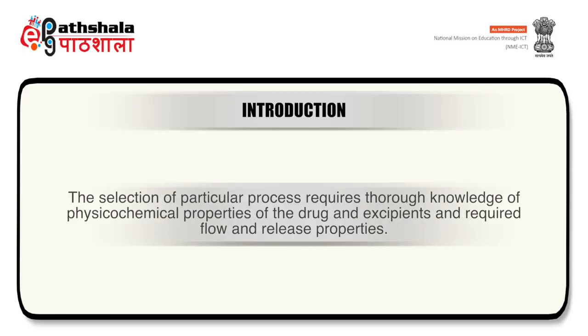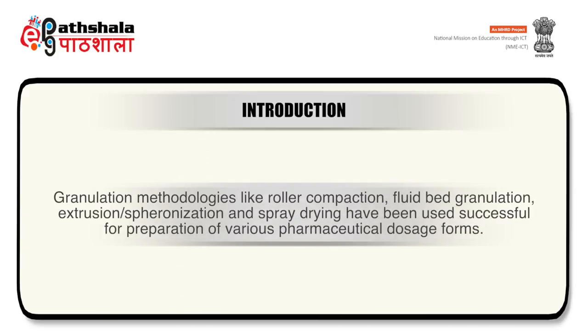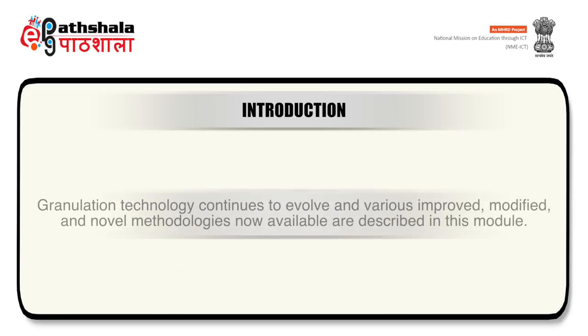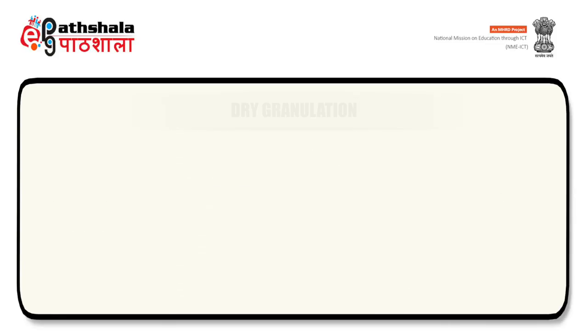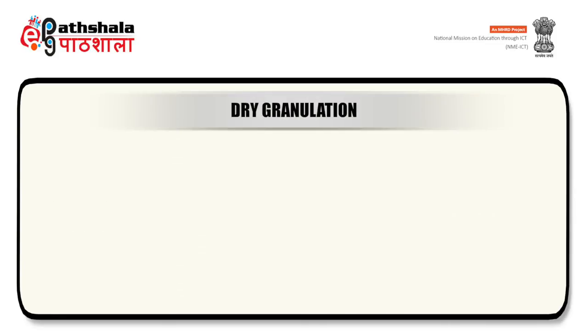The selection of a particular process requires thorough knowledge of the physicochemical properties of the drug and excipients and the required flow and release properties. Granulation methodologies like roller compaction, fluid bed granulation, extrusion and spray drying have been used successfully for preparation of various pharmaceutical dosage forms. Granulation technology continues to evolve, and various improved, modified and novel methodologies are now available as described in the module. Let us start with the first, dry granulation.